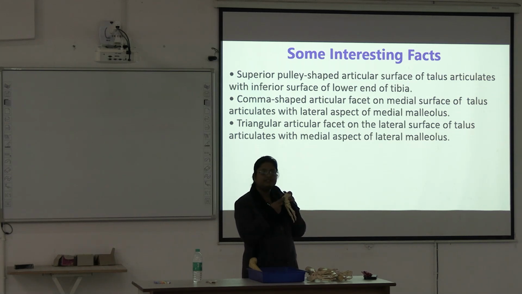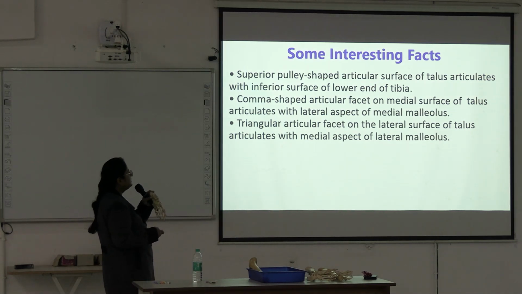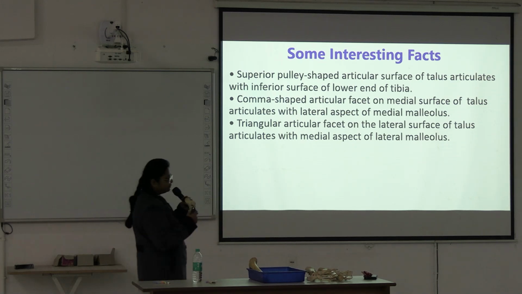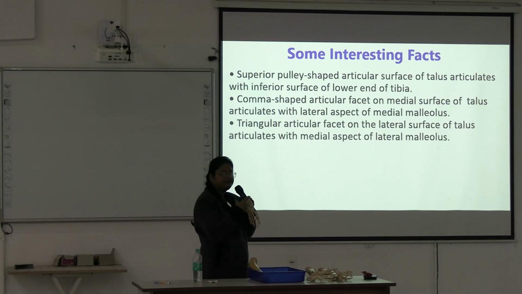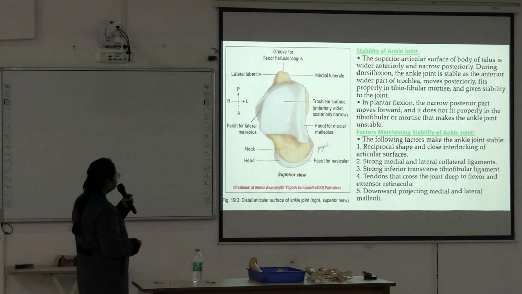It articulates with the medial malleolus of tibia, and the triangular articular facet on the lateral surface of talus articulates with the medial aspect of lateral malleolus. Here you can see this triangular articular facet for the medial aspect of lateral malleolus of fibula. Okay, so that's how you determine lateral and medial in case of talus. So, this is the trochlear surface, this is the facet for lateral malleolus, here is the facet for medial malleolus, that is comma-shaped.